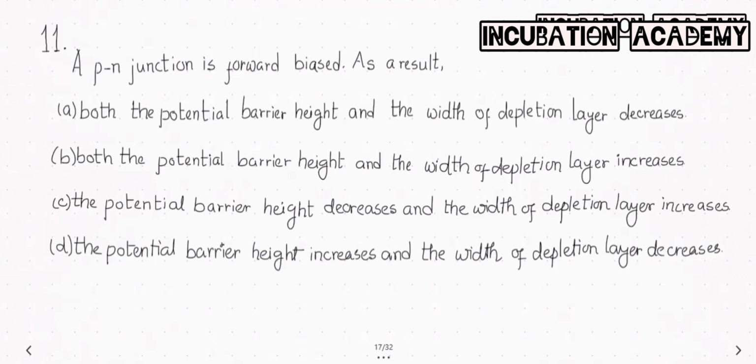Option B is both the potential barrier height and the width of the depletion layer increases. Option C is the potential barrier height decreases and the width of the depletion layer increases. Option D is the potential barrier height increases and the width of the depletion layer decreases.